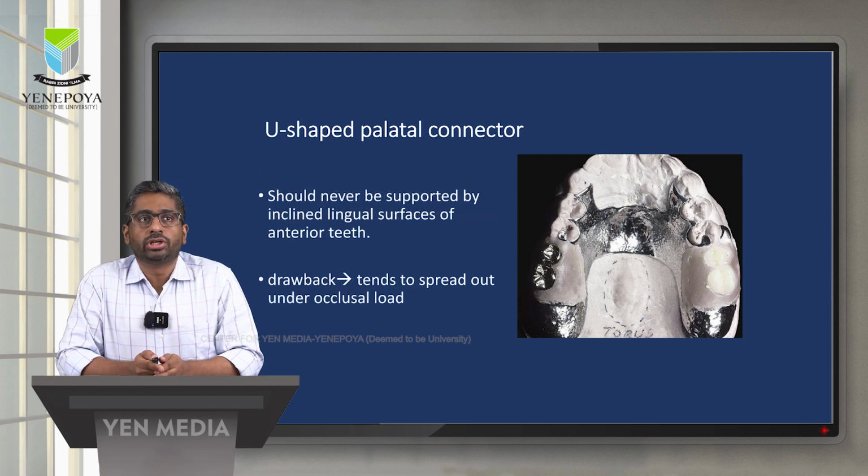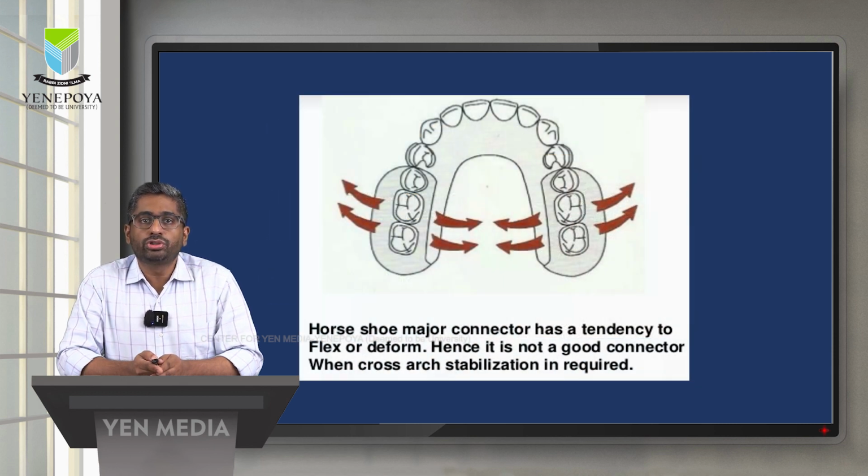They should never be supported by the inclined lingual surfaces of the anterior teeth. Some of the drawbacks are they tend to spread out under occlusal loads. A horseshoe-shaped major connector has a tendency to flex or deform. Hence, it is not a good connector when cross-arch stabilization is required.